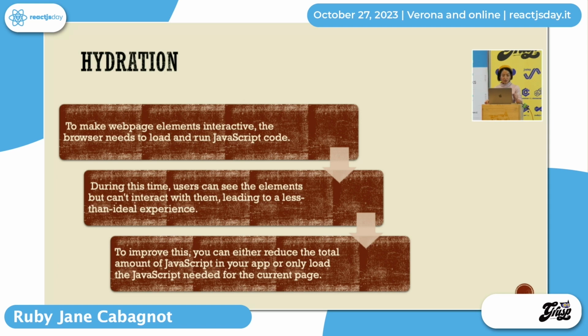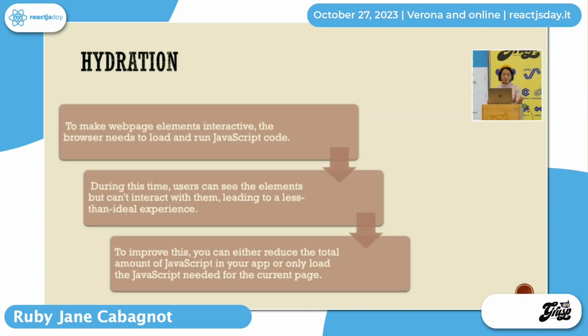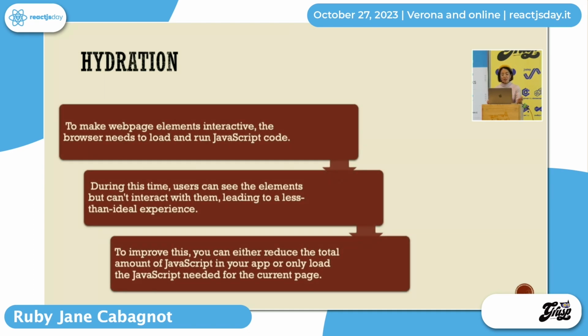So this is a simple diagram of how hydration works in web development. To make our web page elements interactive, the browser needs to load and run JavaScript code, right? But during this time, users can see the elements but cannot interact with them or your application, leading to a less than ideal experience for our users. To improve this, you can either reduce the total amount of JavaScript in your application or only load the JavaScript that is needed for the current page.